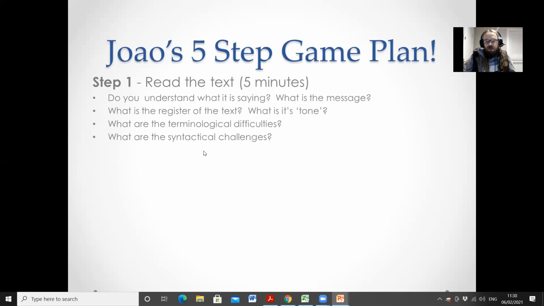What are the syntactical challenges? Same thing, does the syntax present any problems? Does the actual way that the text is structured, in terms of sentences, present a problem for me? For example, let's imagine, giving the example I used before, that it's Portuguese into English, and in Portuguese we quite often omit the subject in sentences just because it sounds more natural for stylistic reasons.